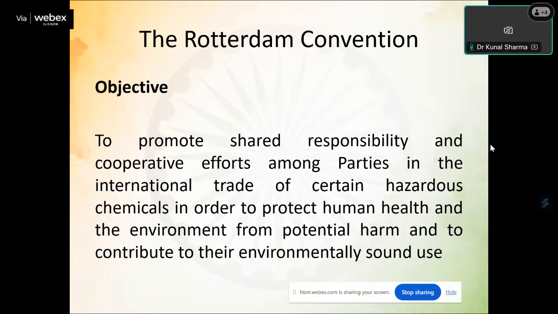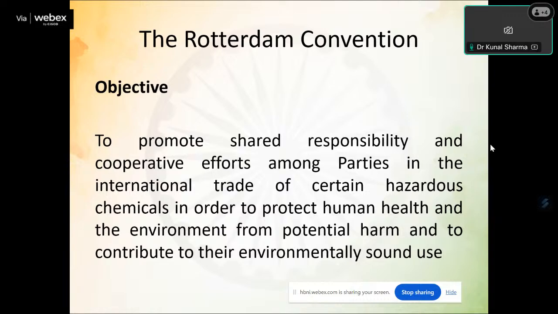Next again is the Rotterdam Convention. The objective is to promote shared responsibilities and cooperative efforts among parties in the international trade of certain hazardous chemicals in order to protect human health and the environment from potential harm, and to promote their environmentally sound use. So it is much required that the Rotterdam Convention focuses again on certain hazardous chemicals. Earlier we focused on hazardous waste material in Basel and Stockholm also. But here Rotterdam basically focuses on certain hazardous chemicals, not all chemicals, in order to protect human health and the environment.